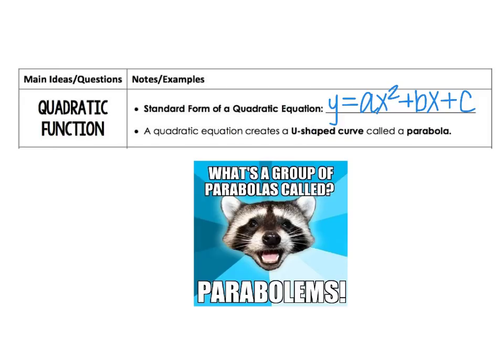Okay, then a quadratic equation will always create a U-shaped curve, and I'm pretty sure you guys have seen this word before, but that U-shaped curve that a quadratic function makes is called a parabola. So for example, if we have the graph of a quadratic function, it's always going to look like this. It's always going to be U-shaped and it's going to be called a parabola.